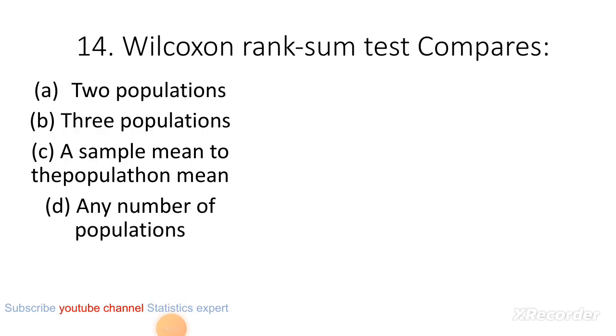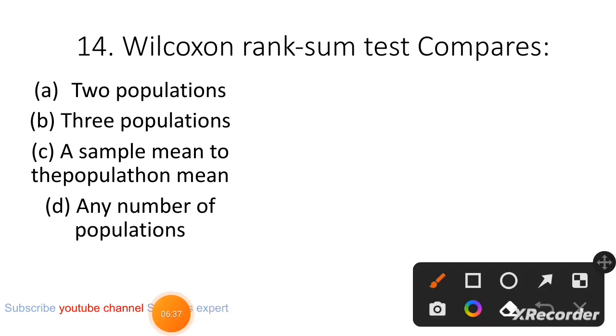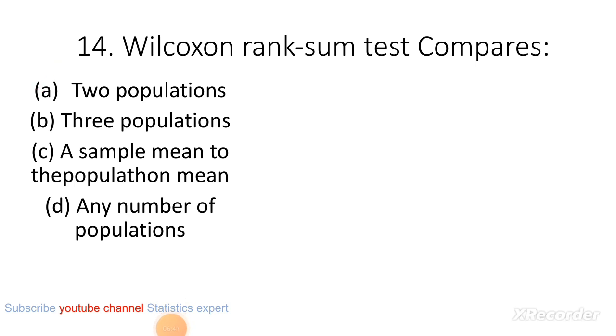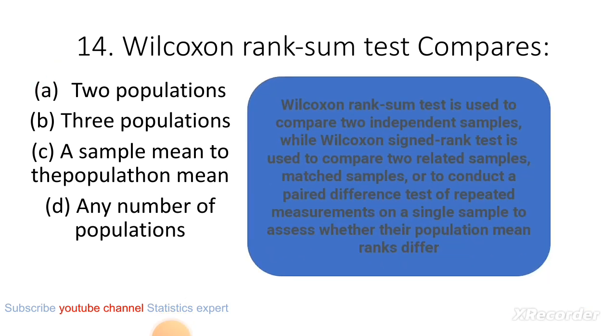The next question: the Wilcoxon rank sum test compares... A, two populations; B, three populations; C, a sample mean to the population mean; D, any number of populations. So here the Wilcoxon rank sum test compares two populations. Hence option A is the right option. The Wilcoxon rank sum test is used to compare two independent samples.